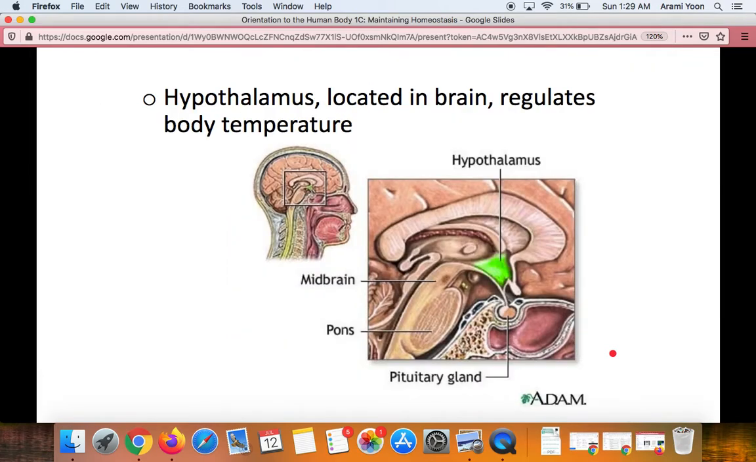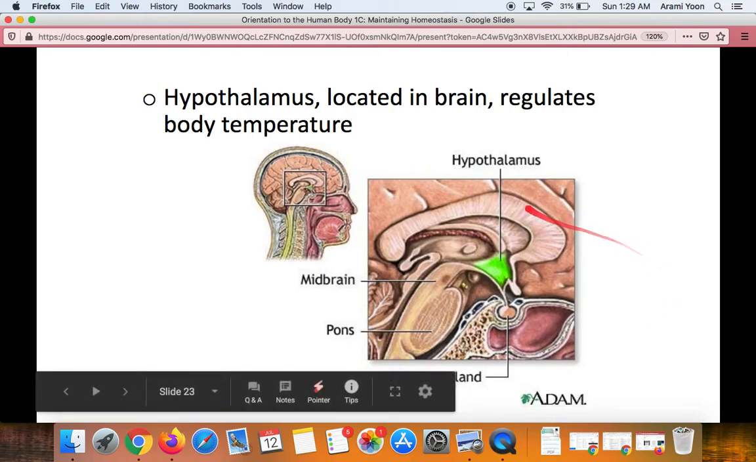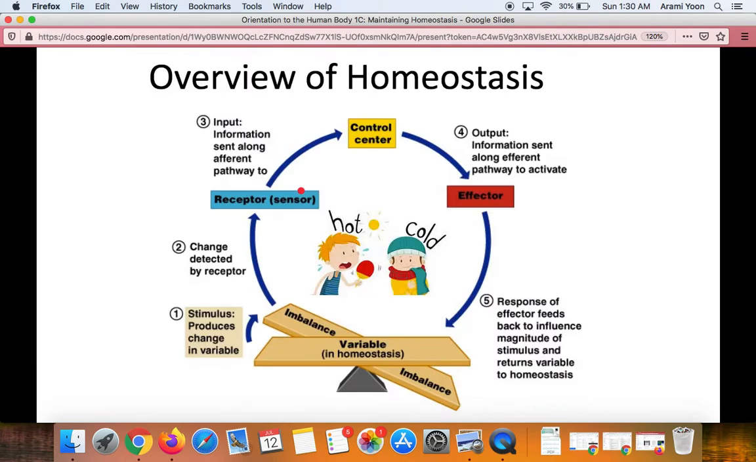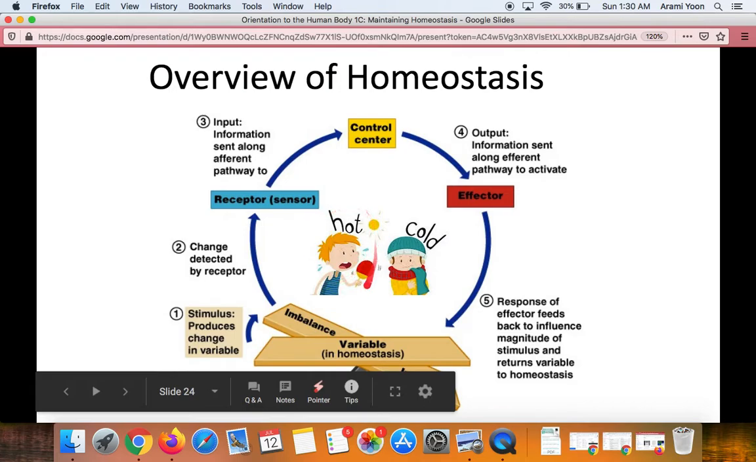What is the thermostat for your body? It's your hypothalamus. So here you can see the hypothalamus is this colored green region. It's not green in real life, but it's this little colored region here that you'll find deep in the center of your brain, and it regulates body temperature. So how does this work if the temperature is too hot or if the temperature is too cold?